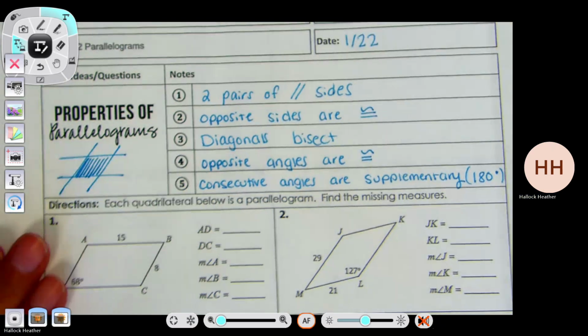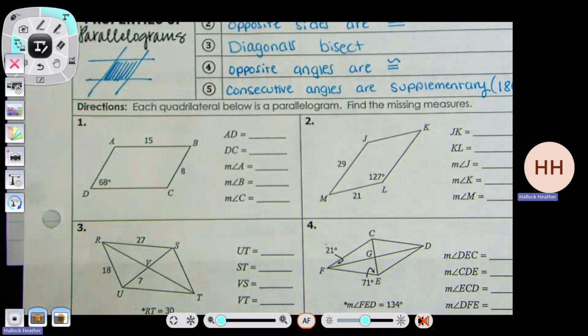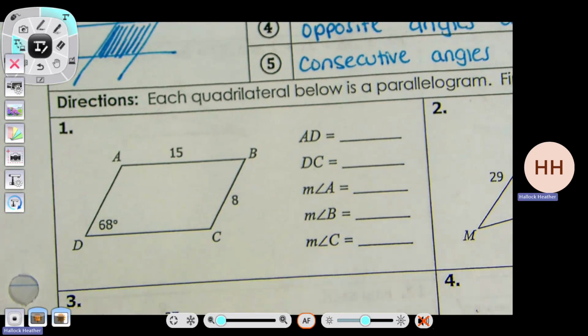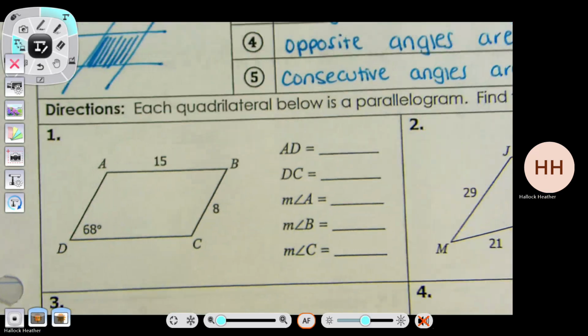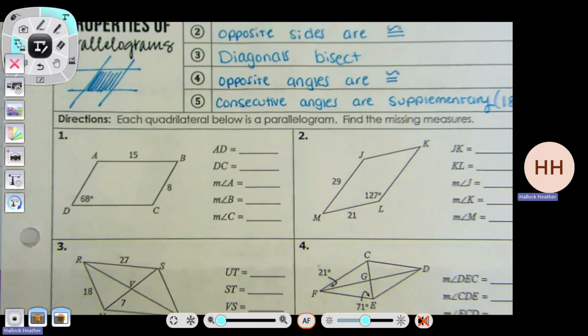So using that knowledge, try as much as you can on number 1. Easy peasy, lemon squeezy. Move your numbers. It's like a puzzle. The sides match.